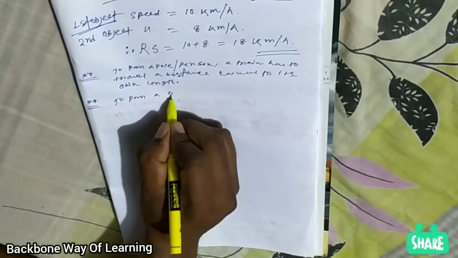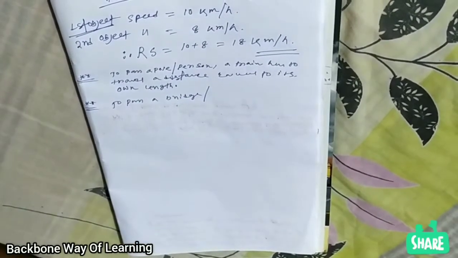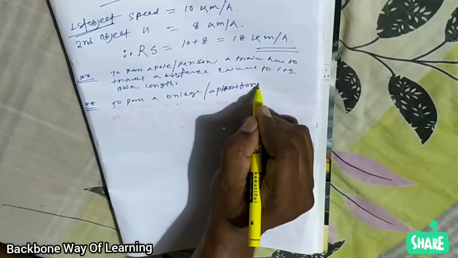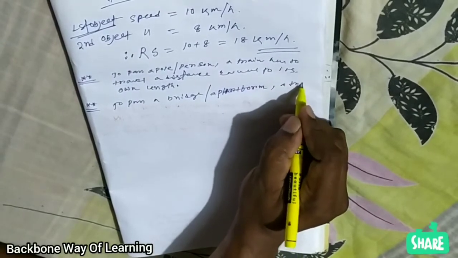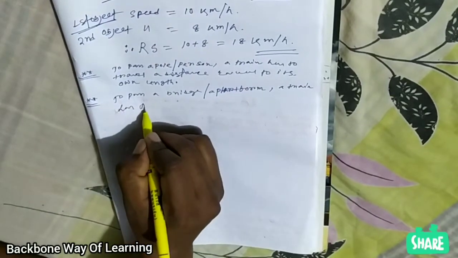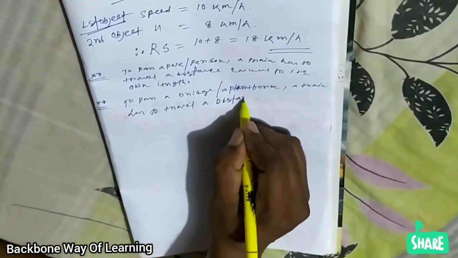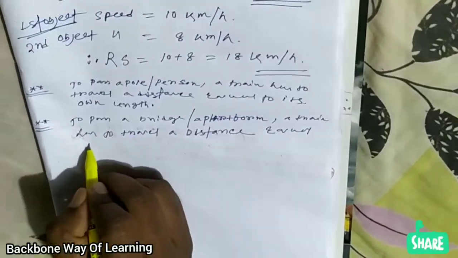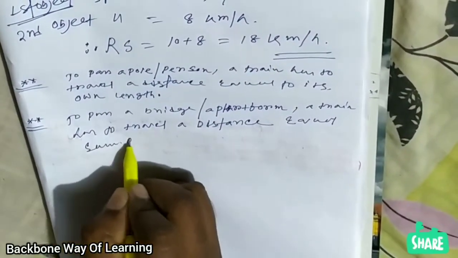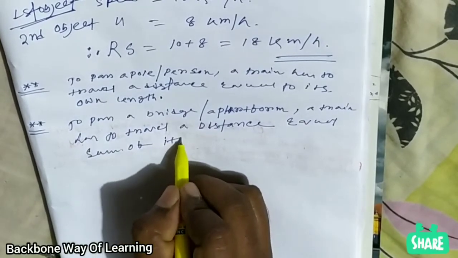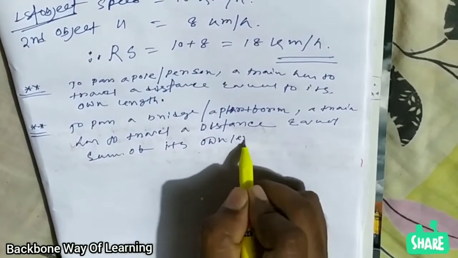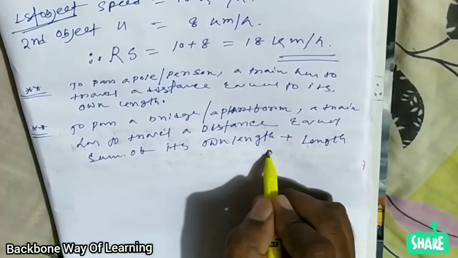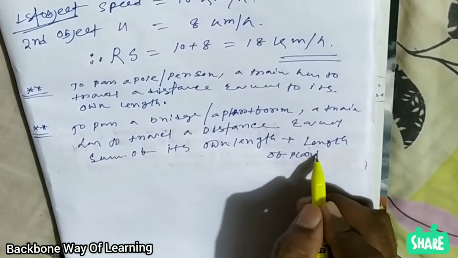Point number 2, to pass a platform or a bridge, a train has to travel a distance equal to the sum of its own length plus the length of the platform or bridge.